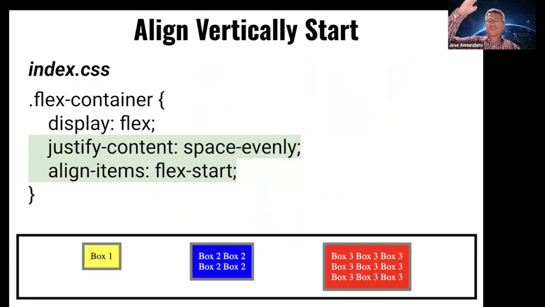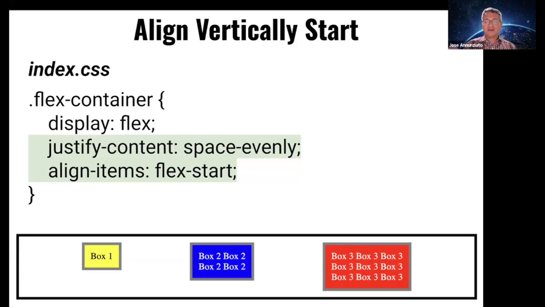Now, vertical justification, we don't call it justification, we call it alignment. So we justify horizontally, but we align vertically. Alignment, align-items, could have several values. One of them is flex-start, and start, again, in our culture, is at the top, but in other cultures, start might be at the bottom, depending on the region you are in.